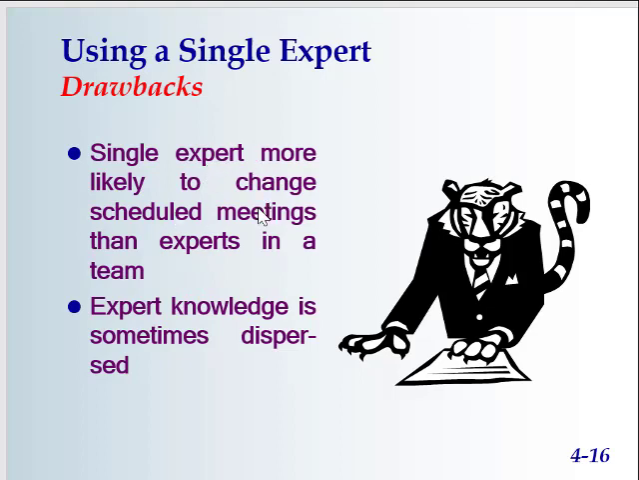And a single expert is more likely to change the scheduled meeting than experts in a team. In a team, we know many people are coming. But if it's a single guy, he may change the schedule, because he's only a single guy and nobody is getting affected. That's also a drawback. And experts' knowledge is sometimes dispersed, means that it's not to the point sometimes, right? When it's a single expert.